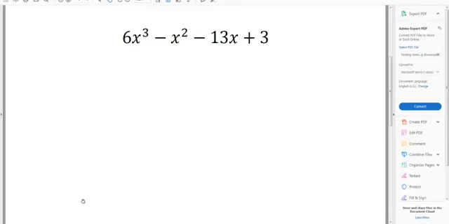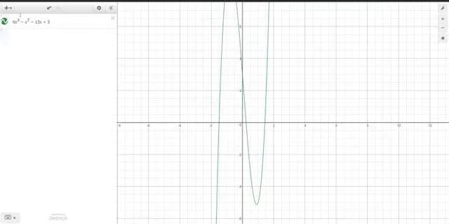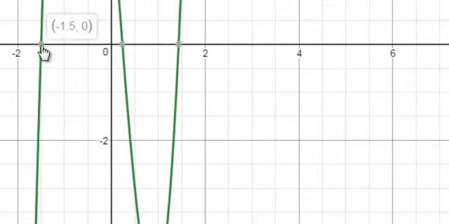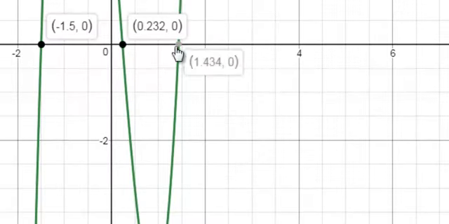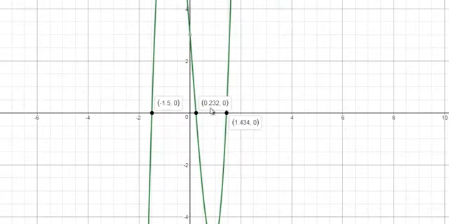And we'll go to Desmos, which I've already plugged it in, and we're going to look at the x-intercepts, and we get negative 1.5, 0.232, and 1.434. Now, 0.232 and 1.434 are irrational numbers. We can't put those in fractions, but hopefully you notice that negative 1.5 is a fraction. It's an improper fraction of negative 3 over 2.